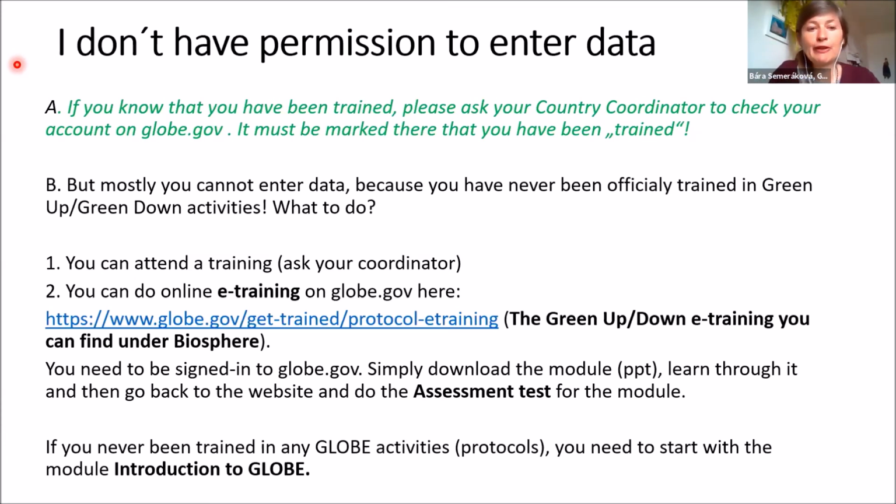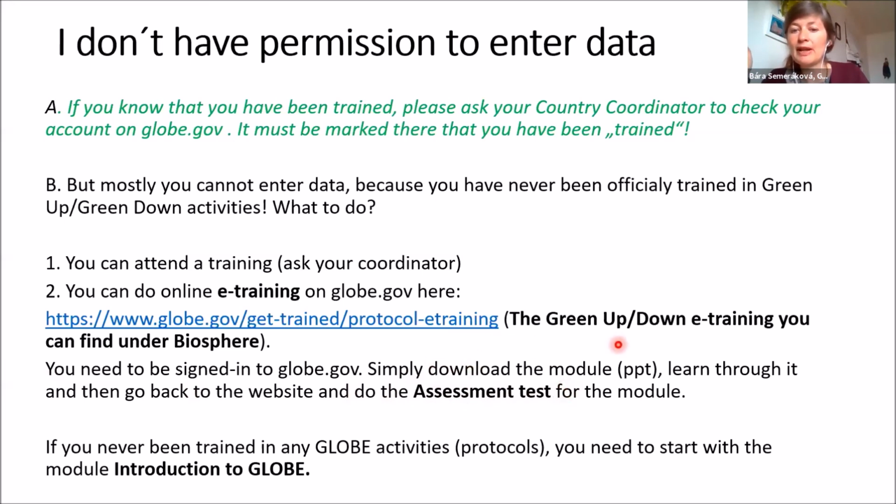And if you've never been trained officially, you can get trained either by attending the training in your country, or you can do the e-training. If, for example, because of COVID or any other situation, there are no trainings in your country, you can do the e-training. So there is a link to the protocol e-training where you select the Green Up and the Green Down e-training. Basically it looks like a PowerPoint presentation that you can download. It's nothing complicated. You just read it through, you learn about it, and then you do the assessment test.